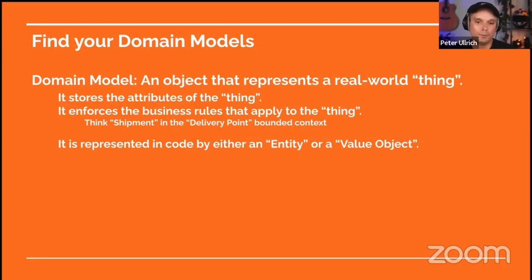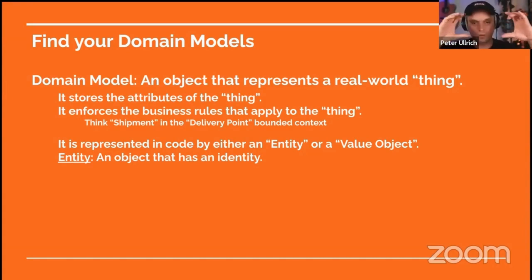A domain model is represented as either an entity or a value object. An entity is basically something that has attributes and it has an identity, like a package or a delivery or shipment. That is something you can identify, like a person, for example. There's only one person, there's only one package, one physical object. So there's only one thing of that.